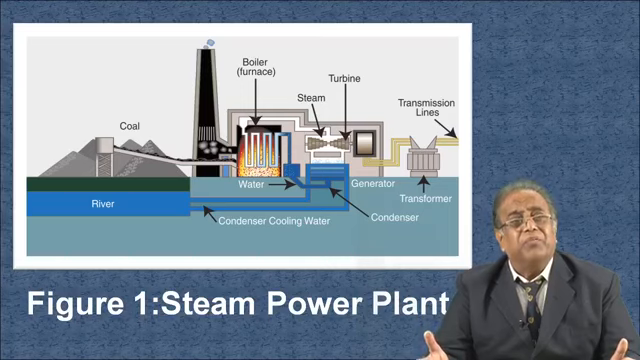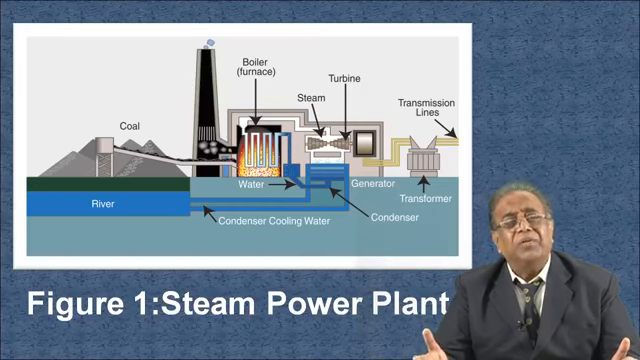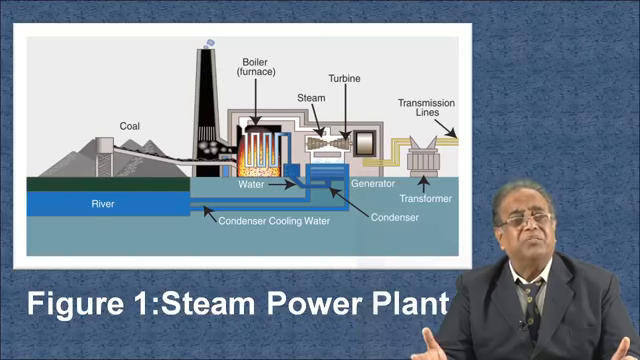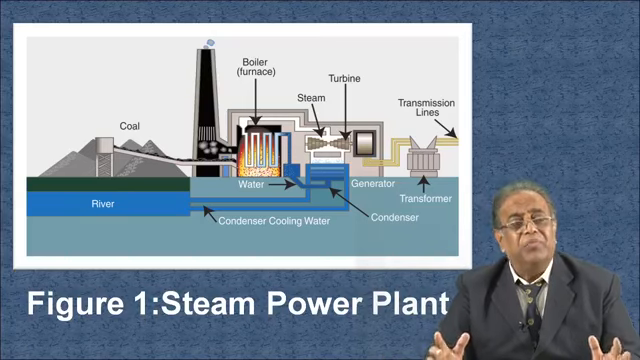The expansion of steam takes place inside the turbine, and the turbine shaft rotates. The shaft of the turbine is coupled with the shaft of the generator, and the generator in turn produces electricity. After the electricity is generated, it is transmitted over a long distance, and after that it is distributed to the end users. But today we will confine ourselves only to the process occurring in the steam power plant.